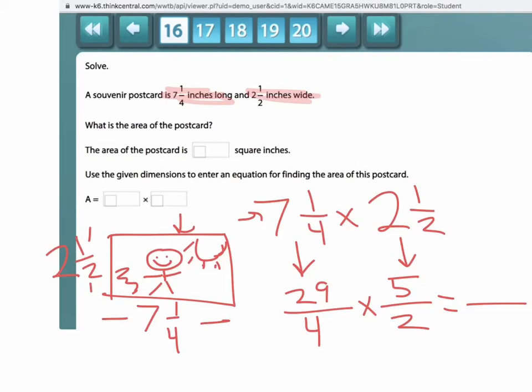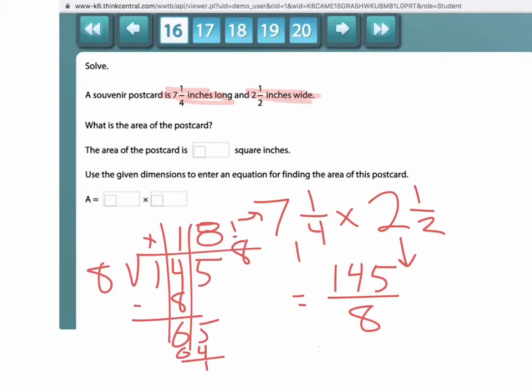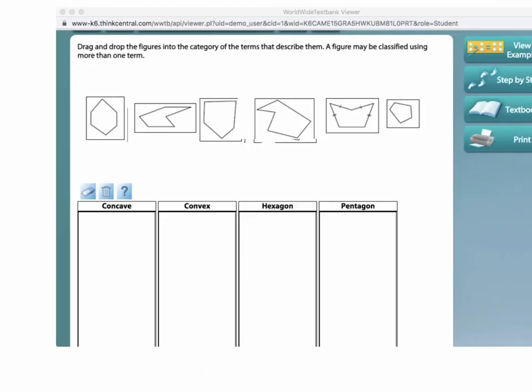So 29 fourths times 5 halves is the same as 29 times 5 over 4 times 2. So I multiply these out, I get 145 eighths. Now I have to divide 8 into 145. How many times will 8 go into 145? So 8 goes into 145 18 times, and there is one part left over, so 18 and 1/8 would be the area of the postcard, 18 and 1/8 square inches.